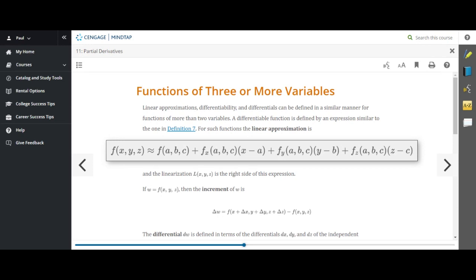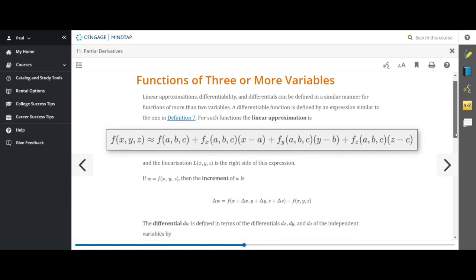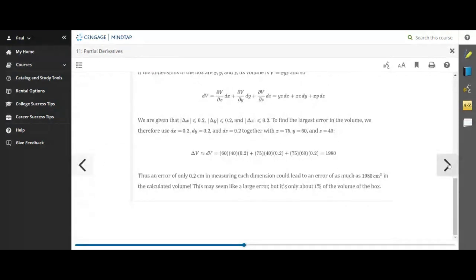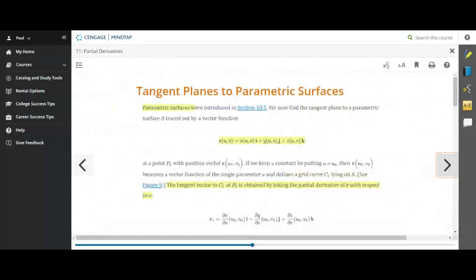Okay, now another thing that we can talk about here in section 11.4 is tangent planes to parametric surfaces. So again, for surfaces like cylinders, if you're going to graph that cylinder, you need to use a parametric vector function with 2 parameters. So what if you had a situation where you needed to find the tangent plane?